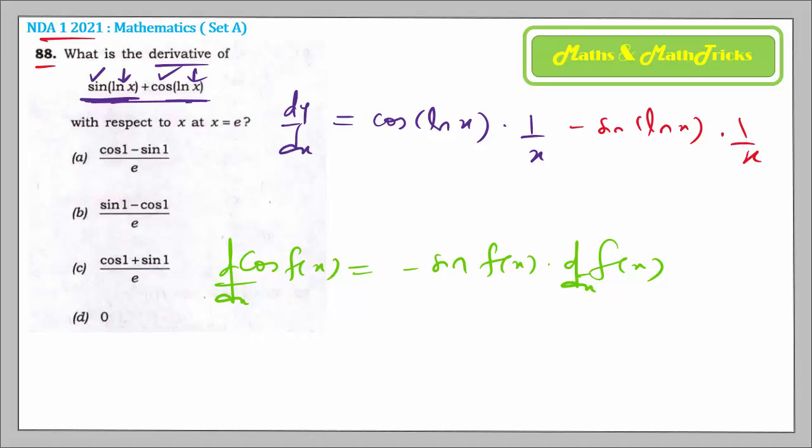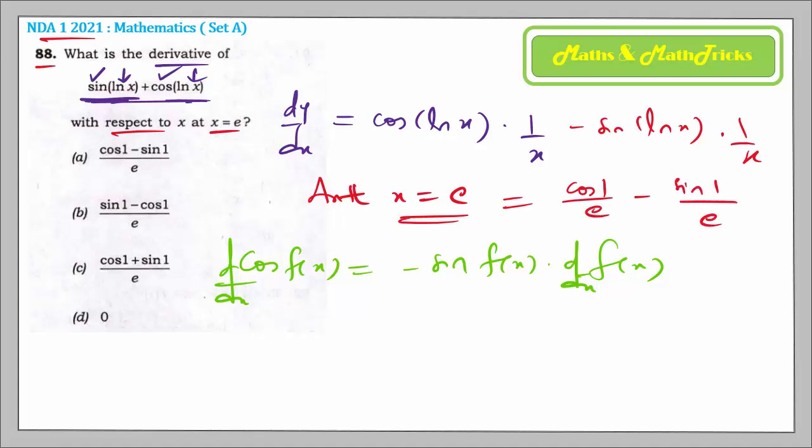But they have asked you the derivative of this function with respect to x at x equal to e. So quickly you can tell me the answer at x is equal to e. It turns out to be cos of ln e. Ln e is 1, because ln e is a natural logarithm where the base of the logarithm is e. So log of e to the base e is 1. So cos 1 by e minus sin 1 by e would be the answer, and that gives rise to option A. Cos 1 minus sin 1 by e, and hence the answer is A.